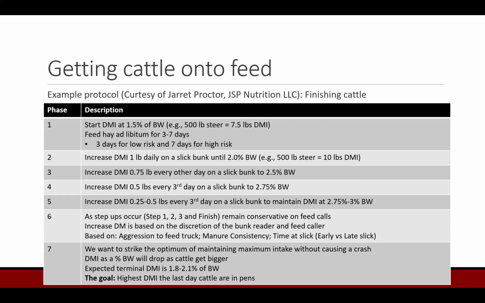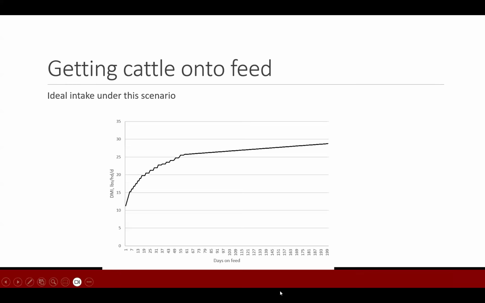How often do you think that actually happens? Never. Okay. So this would be our goal. Again, this is just the scenario from receiving to adaptation to maintaining during that step 7, that phase 7. So if we never had any slicks for a cattle group on feed, if we only had slick bunks the whole time these animals were on feed, this is what their dry matter intake curve would look like. So this would be the ideal intake curve where on that last day they're on feed, they ate the most. Okay.